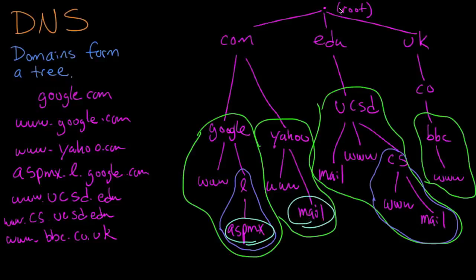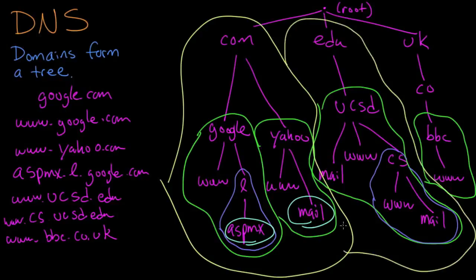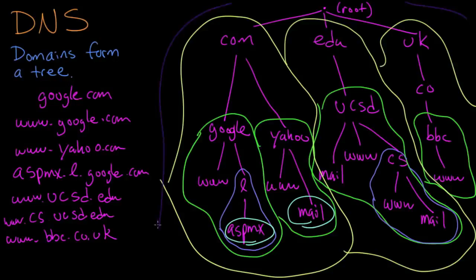Here is the mail.yahoo.com domain. And then finally, there's some really big domains here, like here's all of com. That's a huge domain. And of course, there's millions, probably even billions of things in there. Here's all of edu. And here's all of UK. And then, there's the really big one here, which is basically everything. So the entire domain hierarchy itself is one big domain rooted up here at the top.